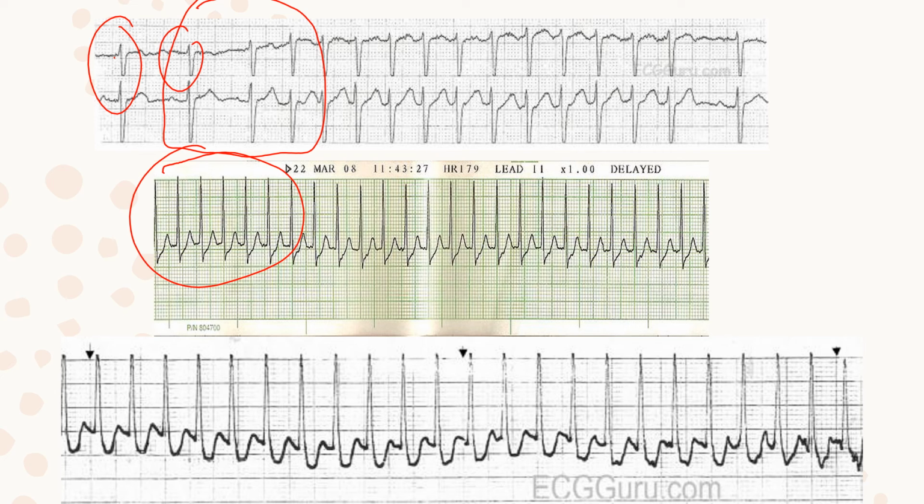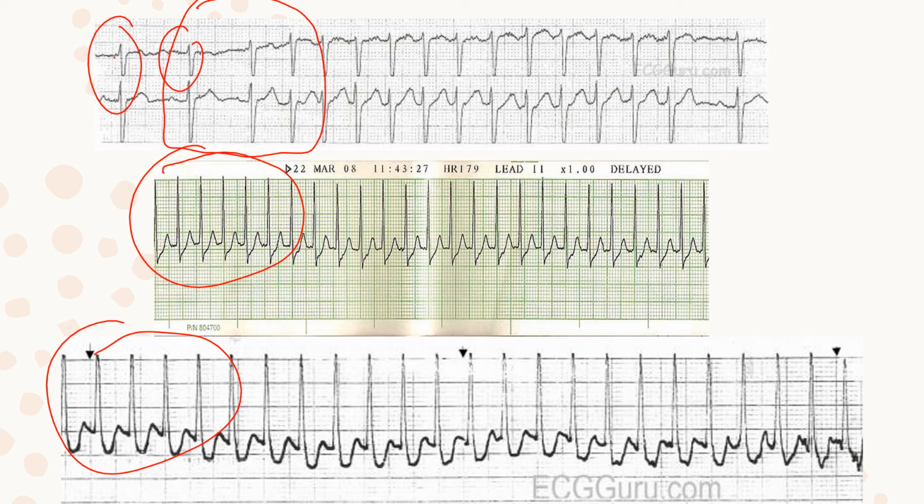Here we can just call this SVT. We don't see the sudden stop and start here. There are no P waves present. You can see it's very regular. The QRSs are very, very narrow. And then once again down here, same kind of deal. We've got a rapid rate, greater than 150. It's very regular. There are no P waves discernible.